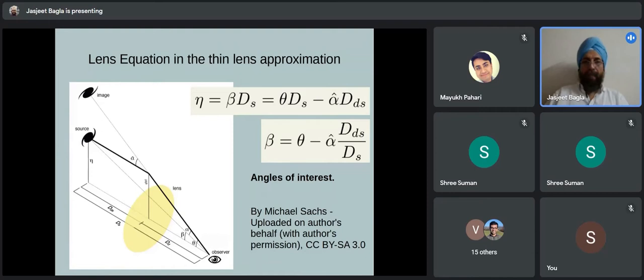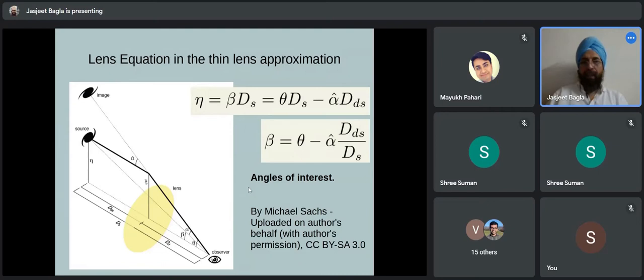Now, once you make this approximation, it's simple geometry to see that the angle beta, which is the angle between some reference line and the direction towards the source if the lens had not been present, can be written as angle theta, which is where you actually see the image, and a bending term, which includes the bending angle alpha, which we calculate using the general theory of relativity in the weak gravity limit, and a ratio of distances. In the numerator, we have the distance between the deflector and the source, and in the denominator, we have the distance from the observer to the source. So this becomes a nice way of describing gravitational lensing.